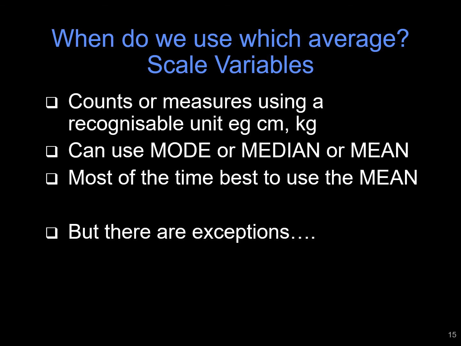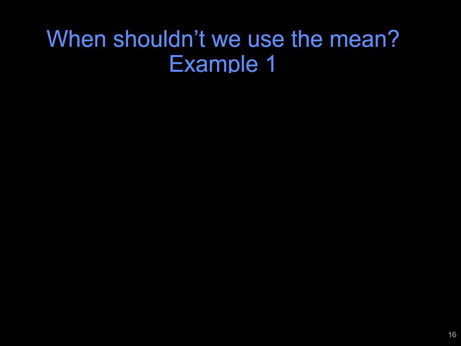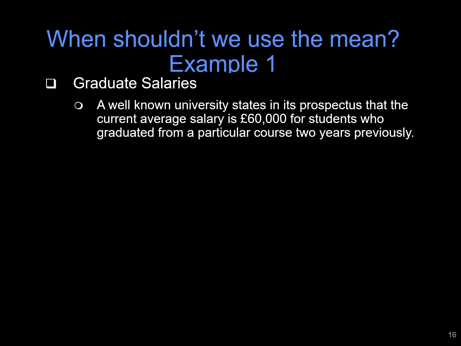However, sometimes we shouldn't use the mean. Let's look at a couple of examples where this is the case. In this example, we're going to look at when the mean isn't necessarily the best average to use for a scale data example. Now this example is to do with graduate salaries. A well-known university states in its prospectus that the current average salary is £60,000 for students who graduated from a particular course 2 years previously. So this all sounds very good. The university is implying that you'll earn lots of money if you study at their university.